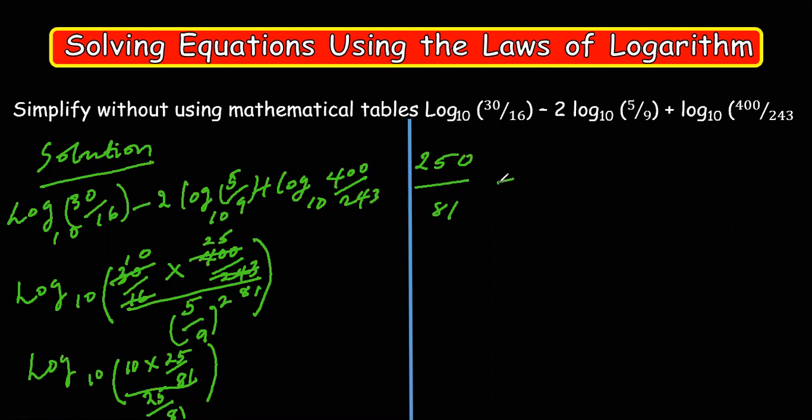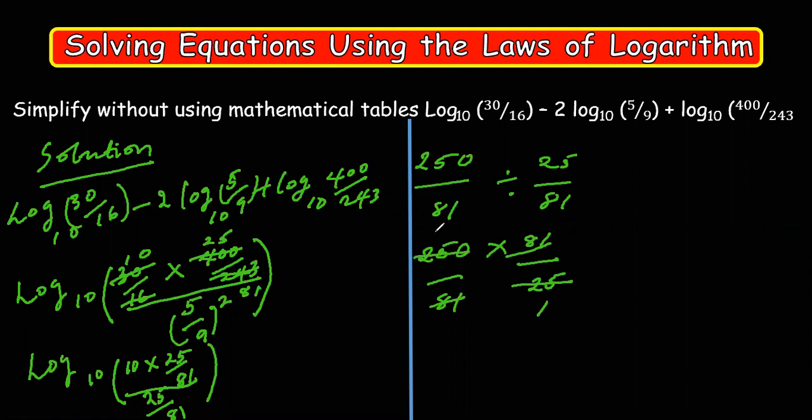So it's something like this. Let me express it properly so that I will not confuse you. Over 81. Then we change this sign to a multiplication sign for us to simplify. So 250 multiplied by the reciprocal of the denominator, according to the multiplication law of fractions. So we have 25, here we have 81. The 81s cancel each other, and 25 can cancel itself one time, and when 25 cancels this, we are having 10. Is it 10? Yes, we should be having 10.